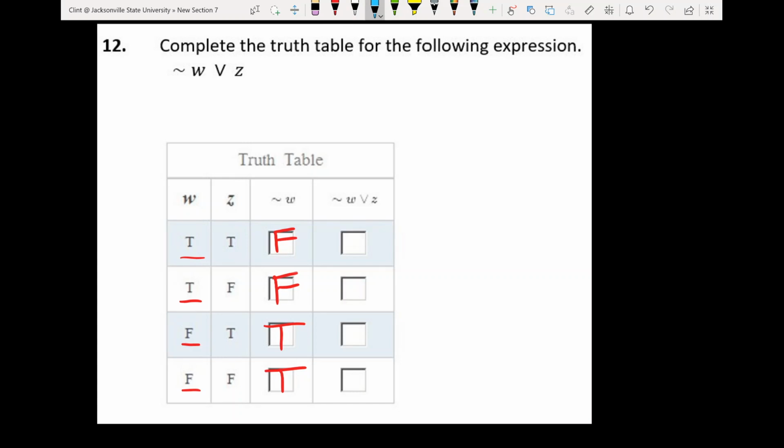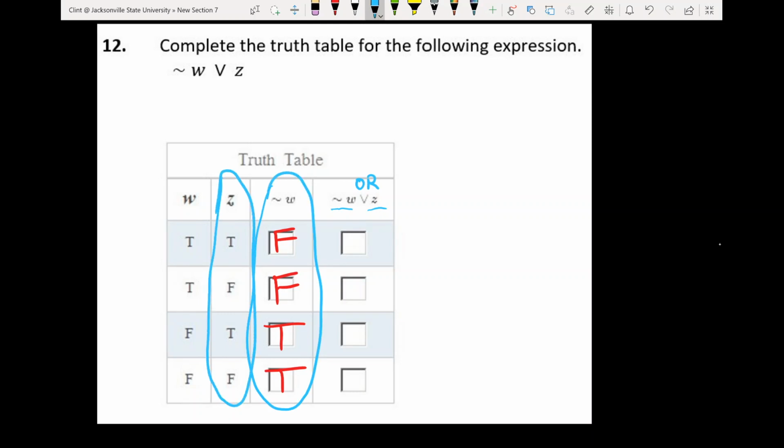Now for the last column, we want to look at the negation of W and the Z column, and we want to join those together with or. Our rule for joining these things with an or statement is that if either one is true, the answer we write down is going to be true. But if they're both false, the answer we write down is going to be false. What columns are we looking at? We're looking at the column negation of W, and we're looking at Z. Those are the only two columns we have to look at here.